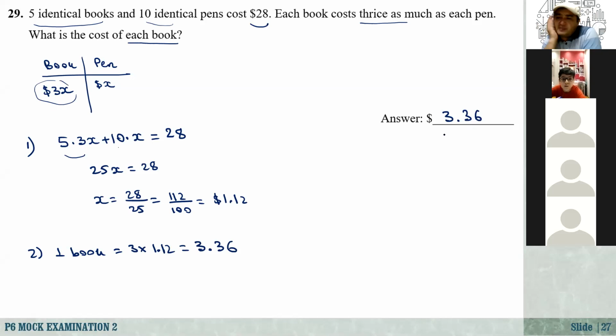Who got 3.36? Anybody? Did you understand? I think you only got the price of one pen, right? Not the book.